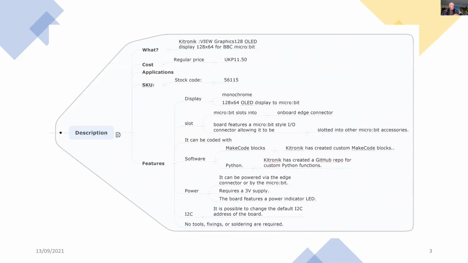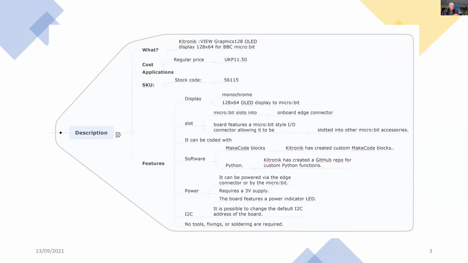So what is it? Well, it's a small display with 128 by 64 pixels on an OLED screen, and it sits on top of the micro:bit. Now, the really interesting thing is that the edge connector has been extended, so you can add additional modules that need that micro:bit edge connector.